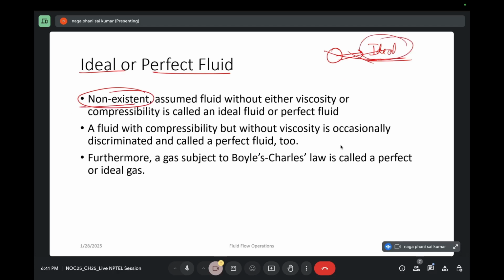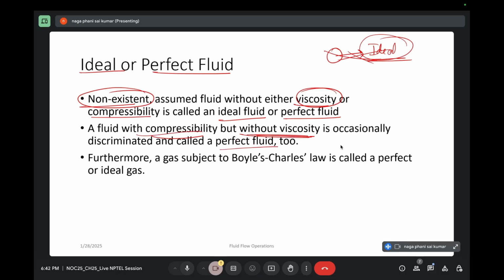This is also non-existent, and it is an incompressible fluid without either viscosity or compressibility. So it cannot be compressed, and it also doesn't have any viscosity. Zero viscosity. Such a fluid is called an ideal fluid or perfect fluid. And sometimes fluids with compressibility are also considered as perfect fluids, but in that case, they should have zero viscosity. Again, this is also a non-existent fluid. So you'll also consider fluids with compressibility and zero viscosity as perfect fluids as well.